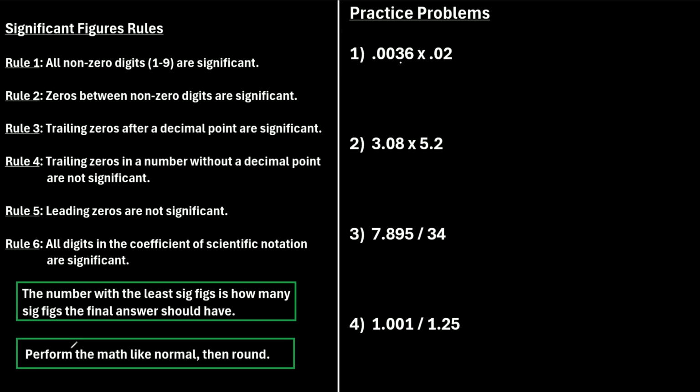Let's check out number 1 here. We have 0.0036 times 0.02. Now, the first thing we want to do is determine how many significant figures are in each of these numbers. So for 0.0036, these leading zeros are not significant. And we can reference rule number 5 over here to verify that. Leading zeros in any number are not significant. But the 3 and the 6, these are significant figures. And we can reference rule number 1 to verify that. All non-zero digits, so digits between 1 and 9, are significant. So this first value has 2 significant figures.